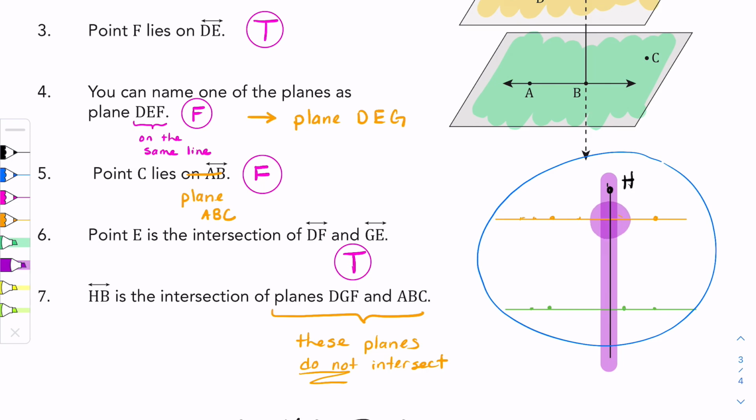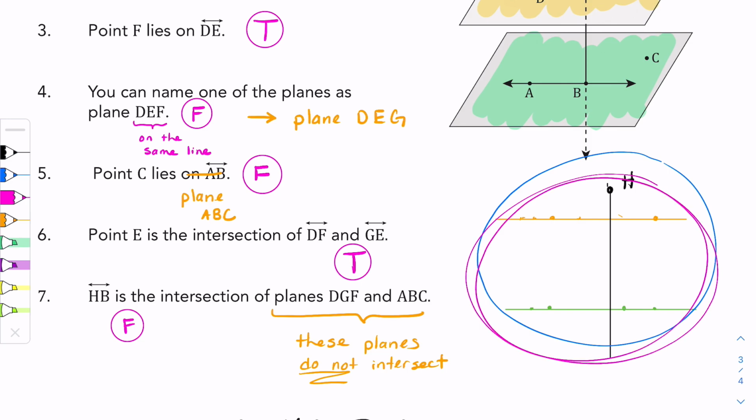Or I could indicate where it intersects the other plane, but it is not the intersection point of the 2 planes. So number 7 is a little bit difficult, but make sure you think about something like this. So think about the model as a 2-dimensional model.